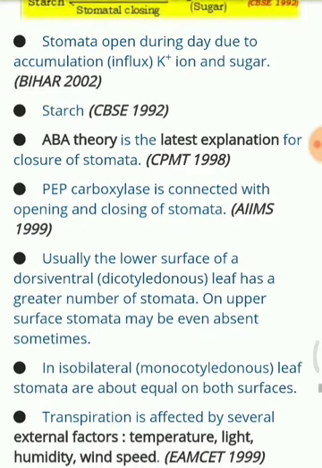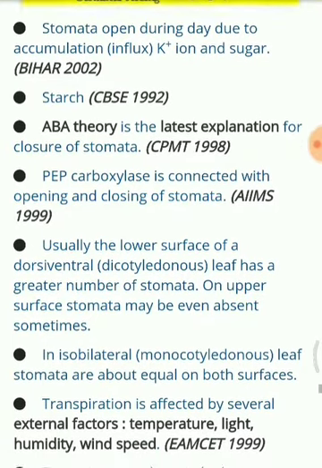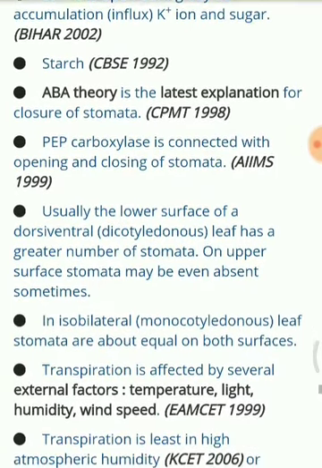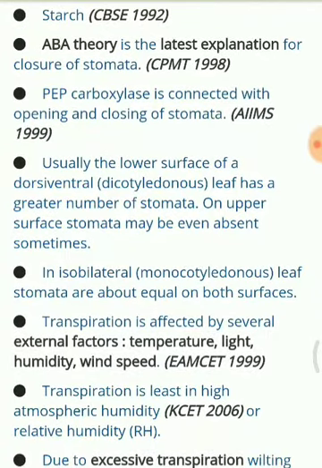Usually, the lower surface of a dorsiventral dicotyledonous leaf has a greater number of stomata. On the upper surface, stomata may be even absent sometimes. In isobilateral monocotyledonous leaf, stomata are about equal on both surfaces.